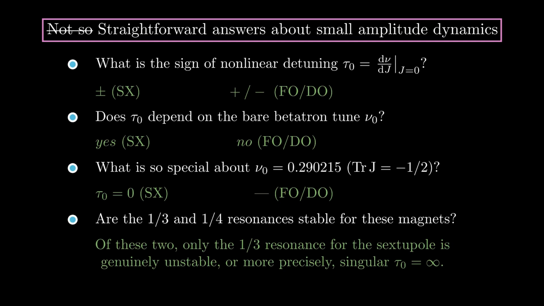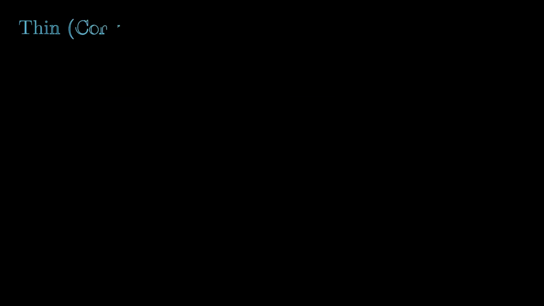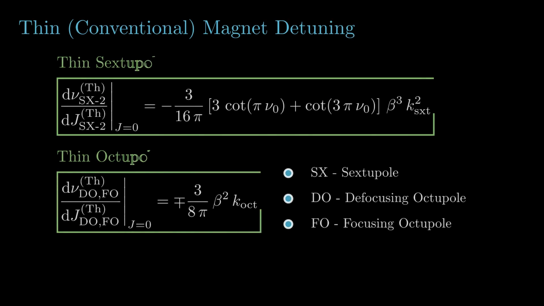If you don't feel you have a complete intuitive picture, that's normal. These answers usually raise more questions. Just in case you'd like to see the analytical expressions and how they depend on the Betatron tune nu0, here they are, where beta is the value of the beta function at the location of the thin lens, and k is the integrated strength of the nonlinear magnet.